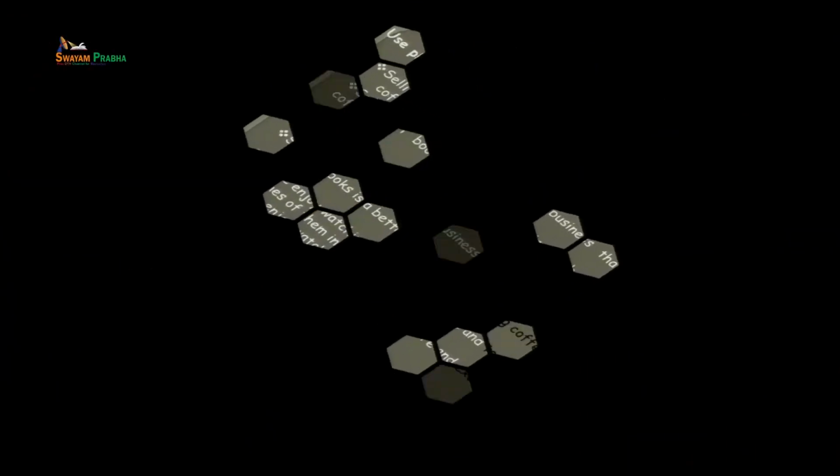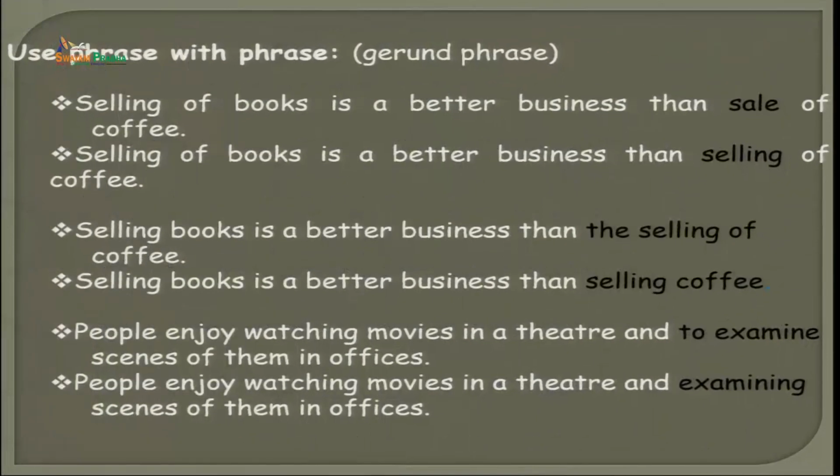Then we move up to the next one. These are phrases with phrases. Selling books is a better business than selling of coffee. So, selling books is a single phrase and selling of coffee is another phrase, right. So, selling coffee; selling of is wrong over here, right. Then people enjoy watching movies in the theatre to examine scenes of them in offices. So, people enjoying watching will be parallel to examining, remember.